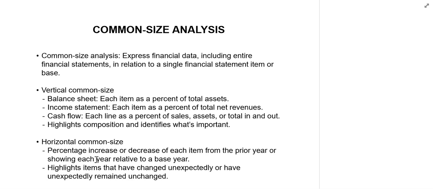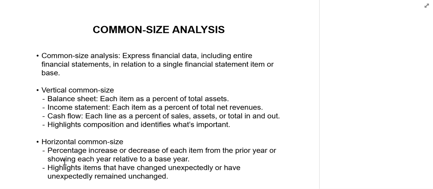So the value for the year 2011 is divided by the value of 2010. Similarly, the values of 2012, 2013 and 2014 are also divided by the base year number of the same item, that is the value in 2010. Horizontal common size analysis therefore provides the percentage increase or decrease of each item from the prior year, or in case we have a base year taken, then in terms of the base year if we are doing a long-term trend analysis.